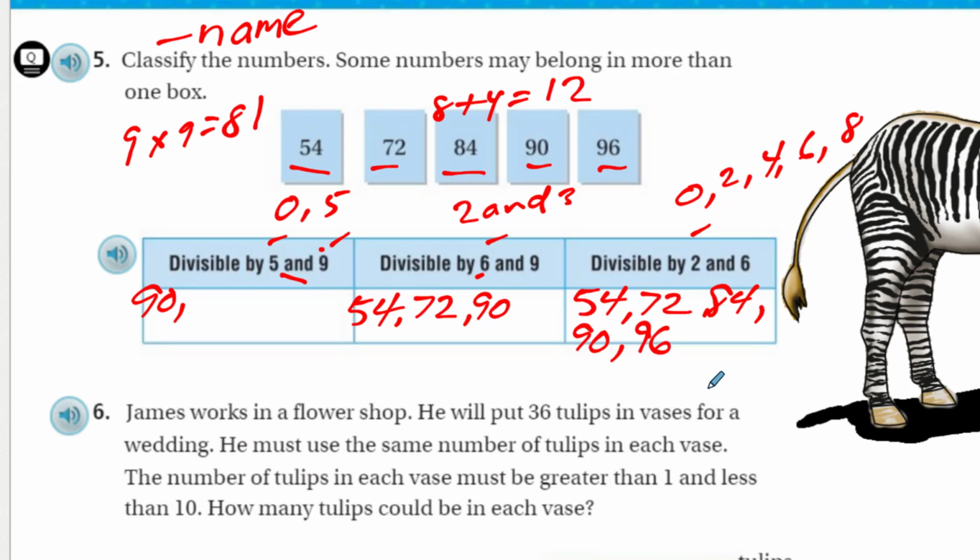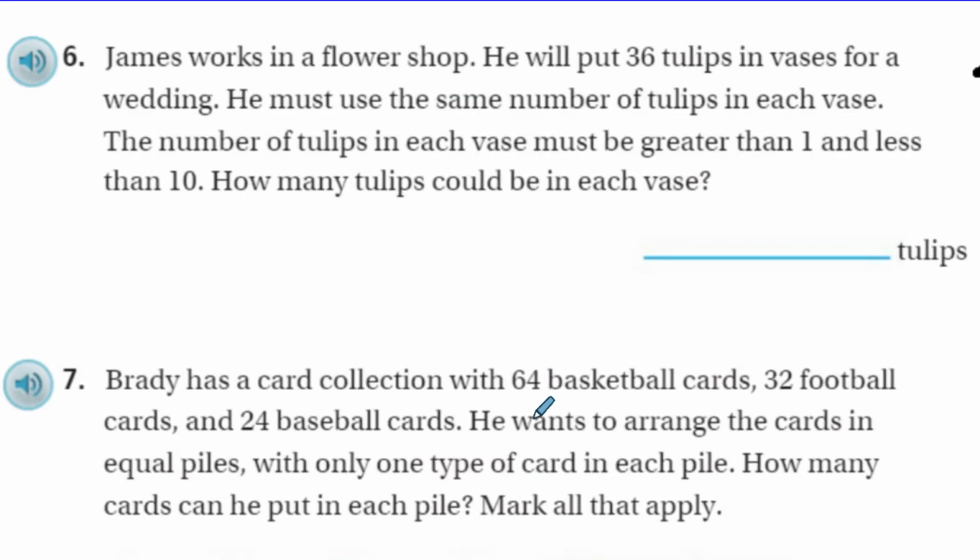Okay, let's move on to the next one. Number 6 says James works in a flower shop. He will put 36 tulips in vases for a wedding. How many? 36. Okay, he must use the same number of tulips in each vase. Keyword there, the same number of tulips. And that's in each vase. This is crucial.